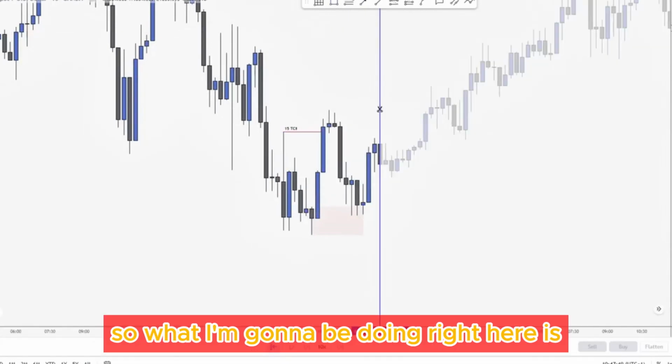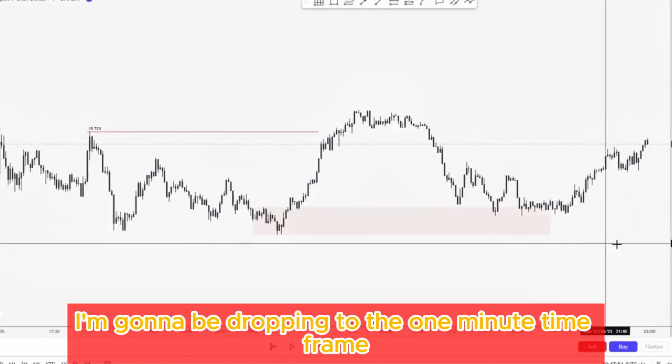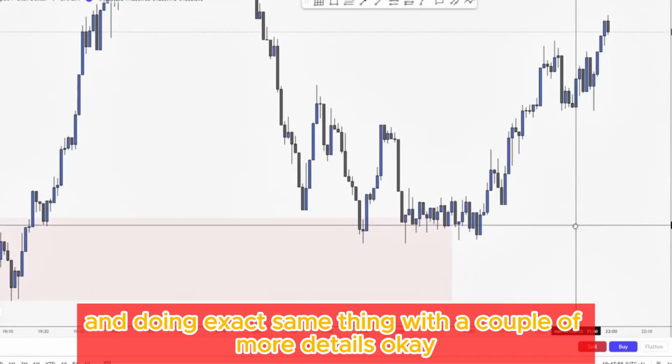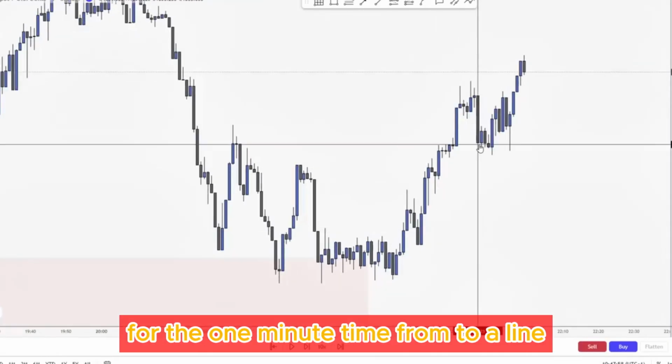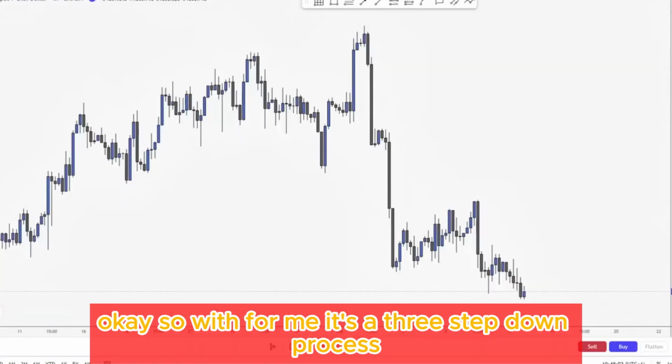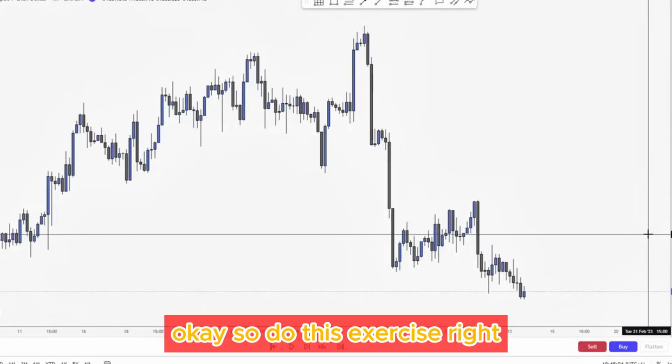So what I'm going to be doing right here is I'm going to be dropping to the 1-minute time frame and doing the exact same thing with a couple of more details. Okay, so I'm going to be looking here for the 1-minute time frame to align, and then I'm going to be looking for a long setup. Okay, so for me, it's a 3-step down process. Okay, so do this exercise.